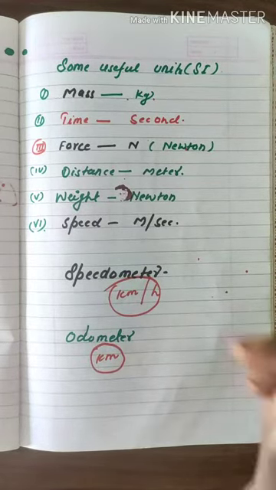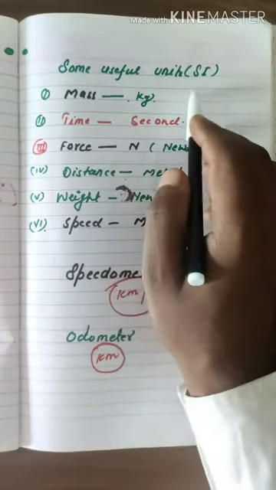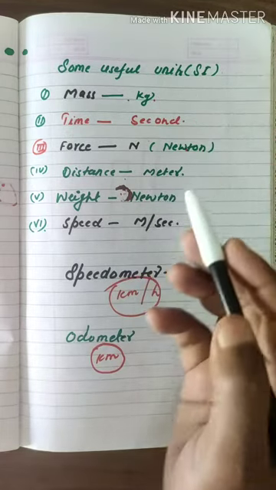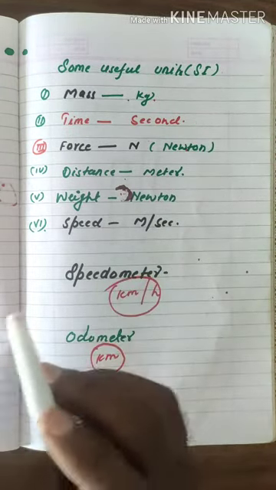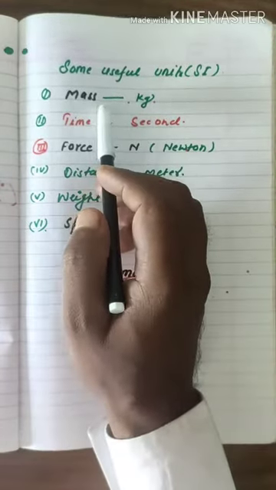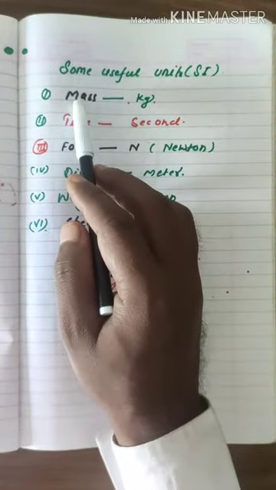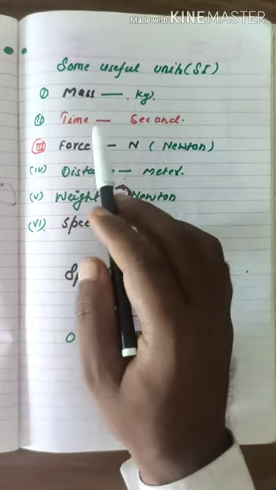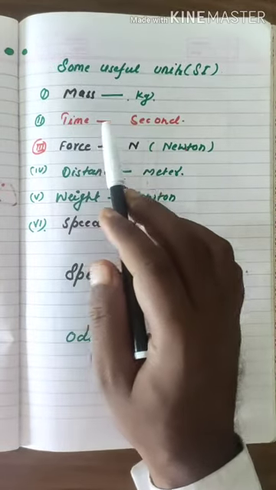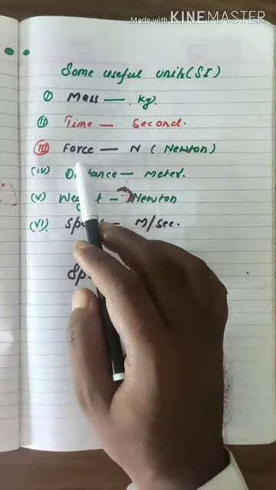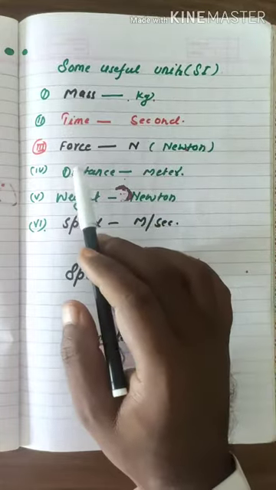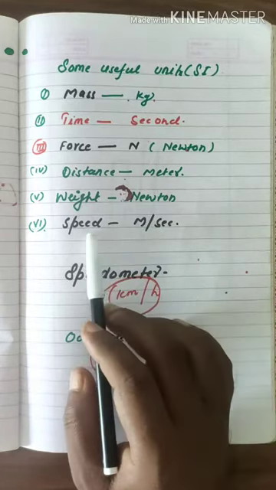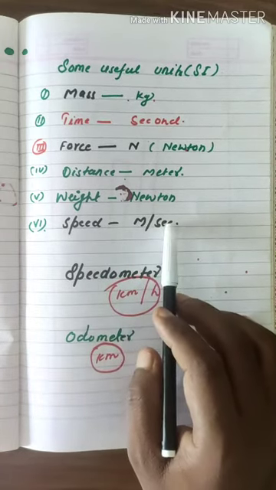Today we are going to discuss some useful units in the SI system of the chapter motion and time. Our first one is the SI unit of mass, which is kilogram. Time has SI unit second, force Newton, distance meter, weight Newton, speed meter per second.